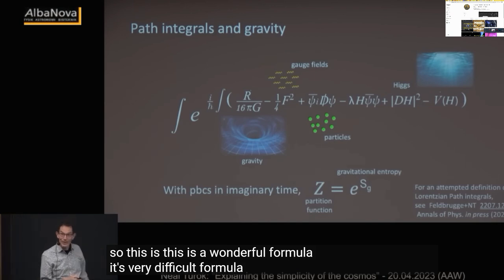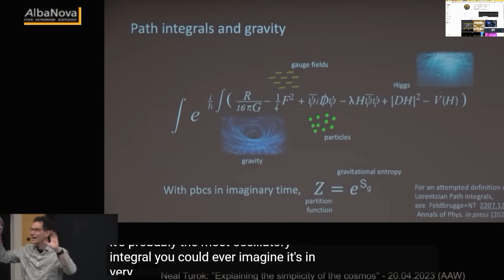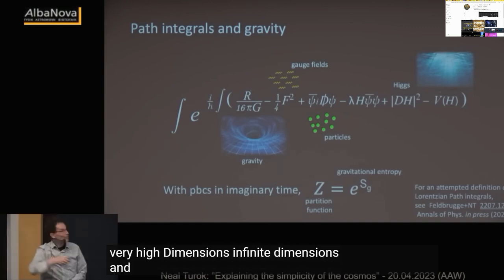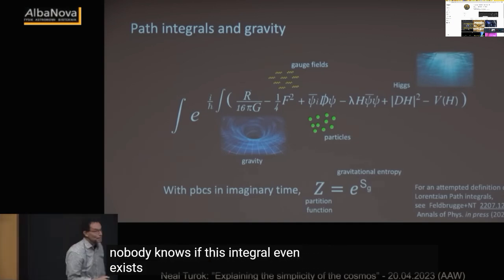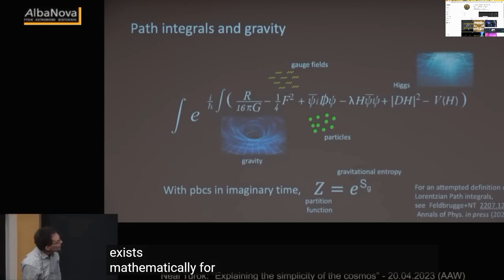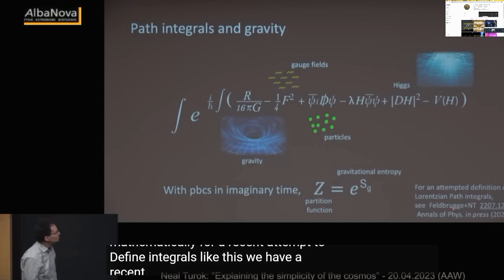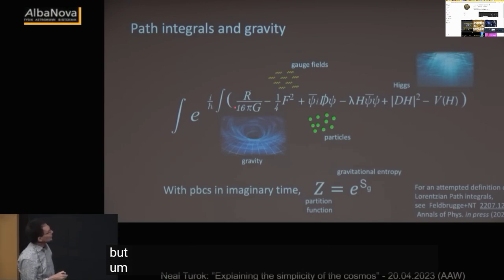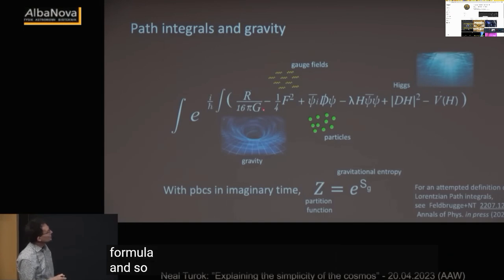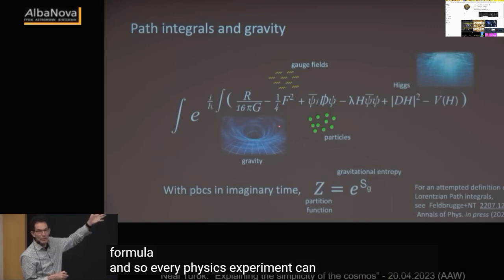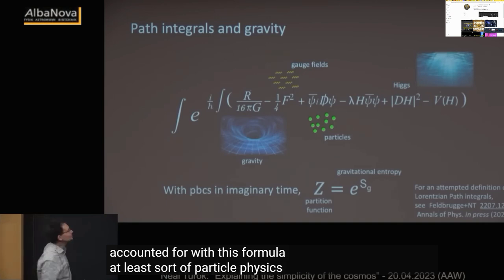It's a very difficult formula. It's probably the most oscillatory integral you could ever imagine. It's in very high dimensions, infinite dimensions. And this phase is wildly oscillating. And nobody knows if this integral even exists mathematically. For a recent attempt to define integrals like this, we have a recent paper. But nevertheless, it's a tremendously elegant formula. And so every physics experiment can be accounted for with this formula, at least a particle physics type experiment, I should say.